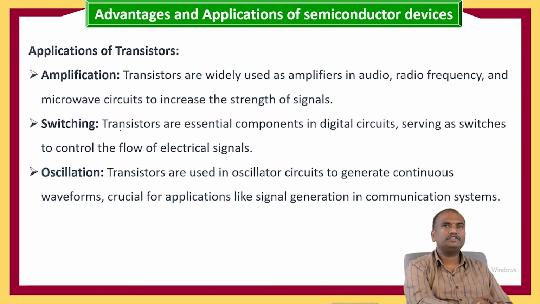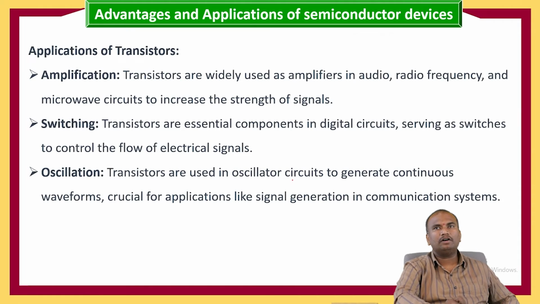The next one is switching. The transistors are essential components in digital circuits, serving as switches to control the flow of electrical signals. In oscillation, the transistors are used in oscillator circuits to generate continuous waveforms, which is crucial for applications like signal generation in communication systems.